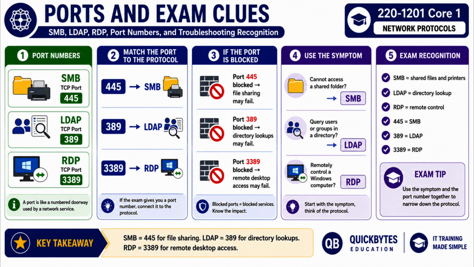Now, let's lock in the port numbers. SMB commonly uses TCP port 445. LDAP commonly uses TCP port 389. RDP commonly uses TCP port 3389. A port is like a numbered doorway used by a network service. So if a firewall blocks port 445, file sharing may fail. If port 389 is blocked, directory lookups may fail. If port 3389 is blocked, remote desktop access may fail.